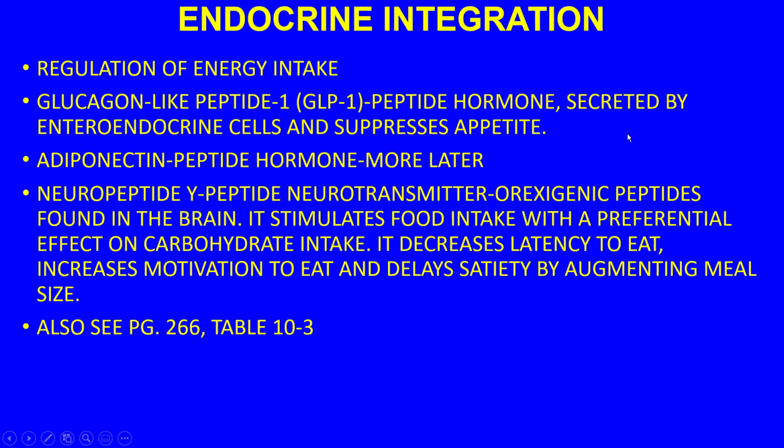Neuropeptide Y is a peptide neurotransmitter, what they call orexigenic peptides, that are found in the brain. Basically, it encourages food intake. And it's interesting that neuropeptide Y stimulates food intake with a preferential effect on carbohydrate intake. It decreases latency to eat and increases motivation to eat and delays satiety by augmenting the meal size. If you want to get more into the various types of components, neurotransmitters, as well as endocrine hormones, you can go over to the text, page 266, table 10.3.